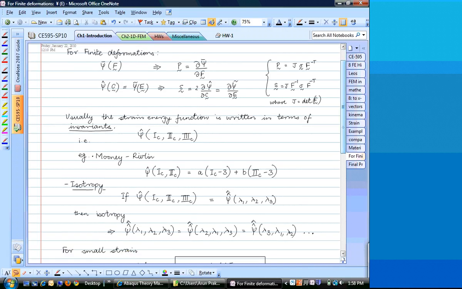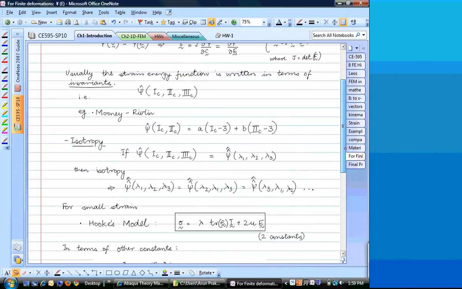So what is the default value of the third? You don't have to actually stop here. This is a class of materials, so you can also include the third invariant, and the third invariant is the determinant of F. So that is lambda 1 times lambda 2 times lambda 3. So you can also write another term in terms of the third invariant minus 1. The default value of that is 1, right?